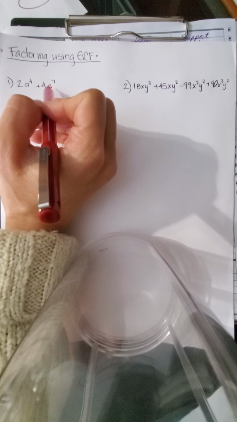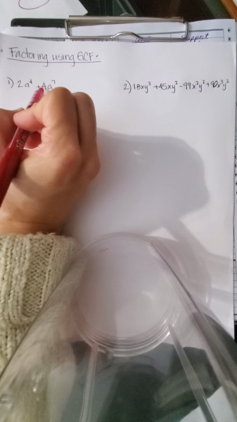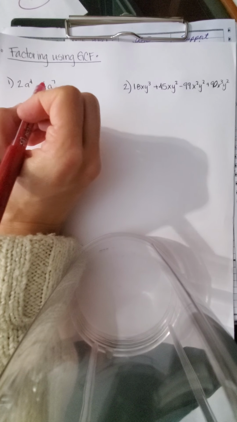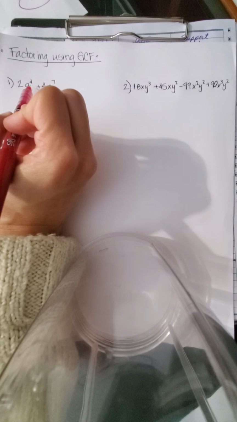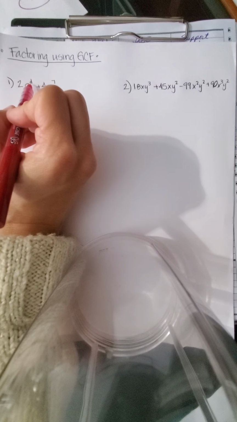When we're finding the GCF, we're looking at what goes into both of these terms. So in this case, we know 2 goes into both of our coefficients. And then for our variable, always take the lowest exponent. So 2 goes into both for our coefficients, and for our exponents, we're going to look at the lowest exponent. So we're going to say that this GCF is 2a to the 4th.